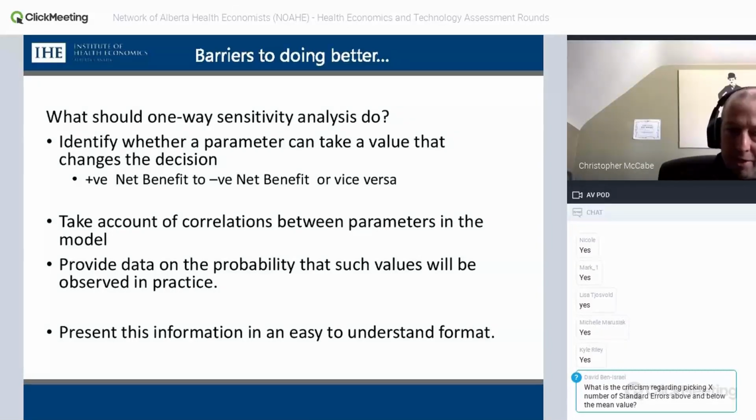To reiterate and repeat myself, as I do a lot, it should provide data on the probability that such values will be observed. It's not just that they're possible or plausible. We need to be able to say to decision makers, there is a 10% chance or a 20% chance that this parameter will take a value which would change the positive net benefit of the reference case analysis to a negative net benefit, for example. And finally, it should present this information in an easy to understand format.